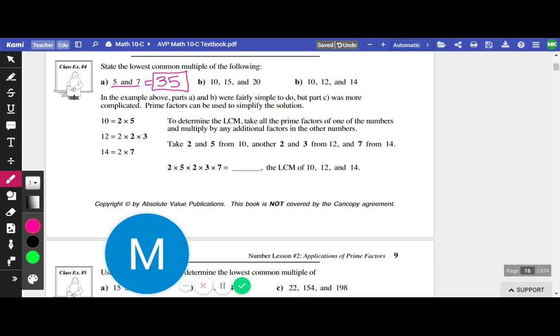If you look at B, you have 3 numbers now: 10, 15, and 20. The lowest common multiple is the lowest number they could all count to. So for 10, you have 10, 20, 30, 40, 50, 60. For 15, you have 15, 30, 45, 60. For 20, you have 20, 40, 60. The lowest one they reach is 60.